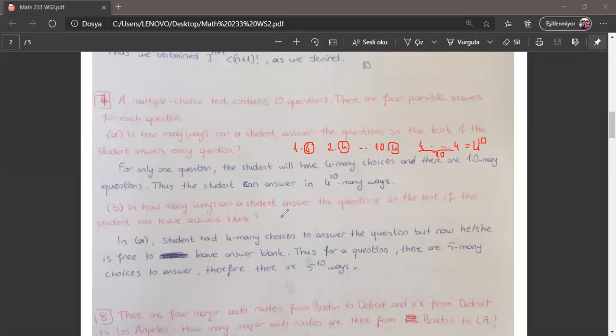Now for one question here in part B, the student has 4 options, 4 answers, but also he or she can leave the answer blank. So actually the student has 5 choices, 4 answers and 1 option, which is leaving the answer blank. So now we will multiply 5, how many times? Again 10, because we have 10 questions. So now we have 5 to the 10.